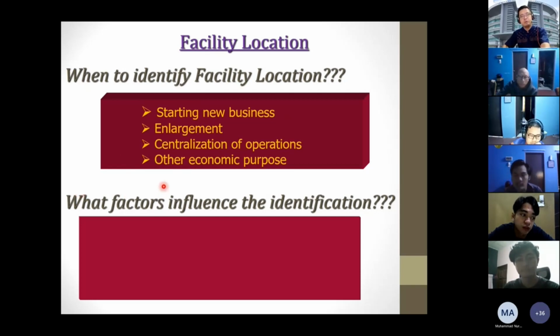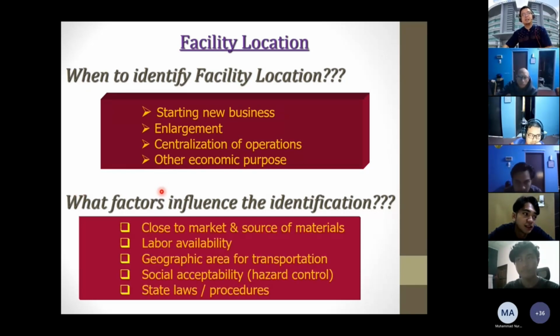Meanwhile, what are the factors that influence the identification? The first one, we must be close to the market and the source of materials, for ease of conducting our material or facilities, and labor availability. Then the geographic area for transportation, and social acceptability, especially for hazard control. Last but not least, we have to look at our state law or procedure. So we have 5 factors that influence the identification of facilities.